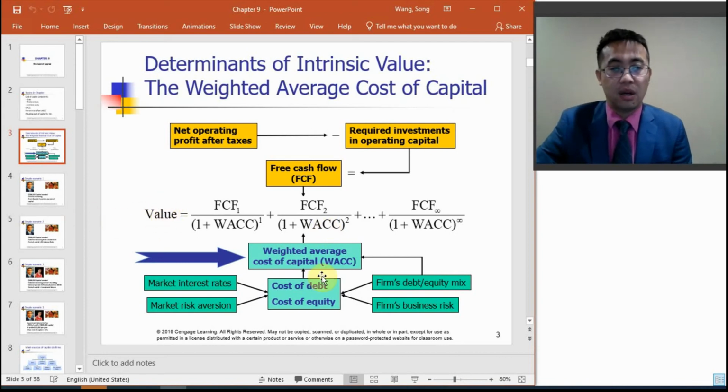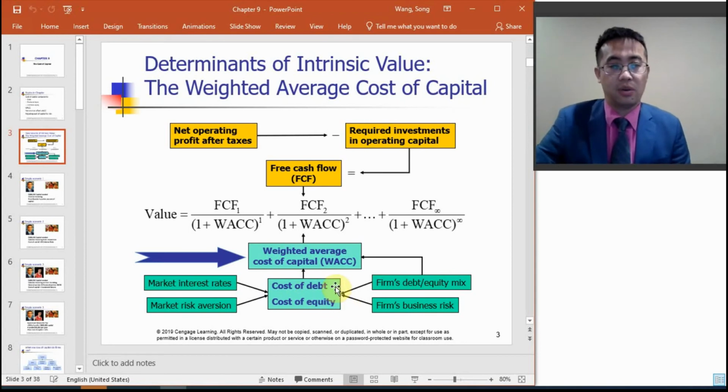The cost of capital is made of a cost of debt and a cost of equity. This is also determined by the firm's structure, the debt and equity mix, like what percentage of the assets is made of debt and what other percentage is made of equity. The cost of debt mainly comes from the interest rate, and the cost of equity comes from the stock return and also the dividend yield.